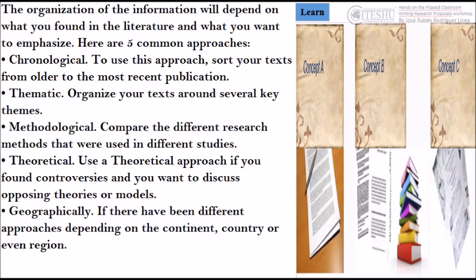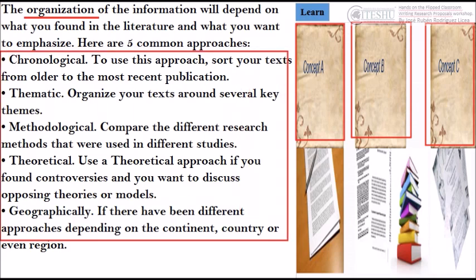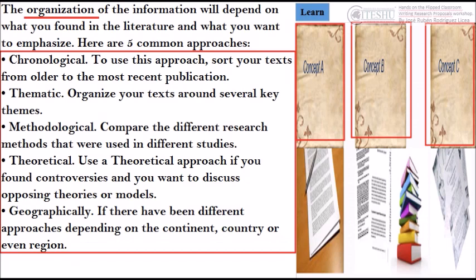The organization of the information will depend on what you found in the literature and what you want to emphasize. Here are 5 common approaches. Chronological. To use this approach, sort your texts from older to the most recent publication. Thematic. Organize your texts around several key themes.